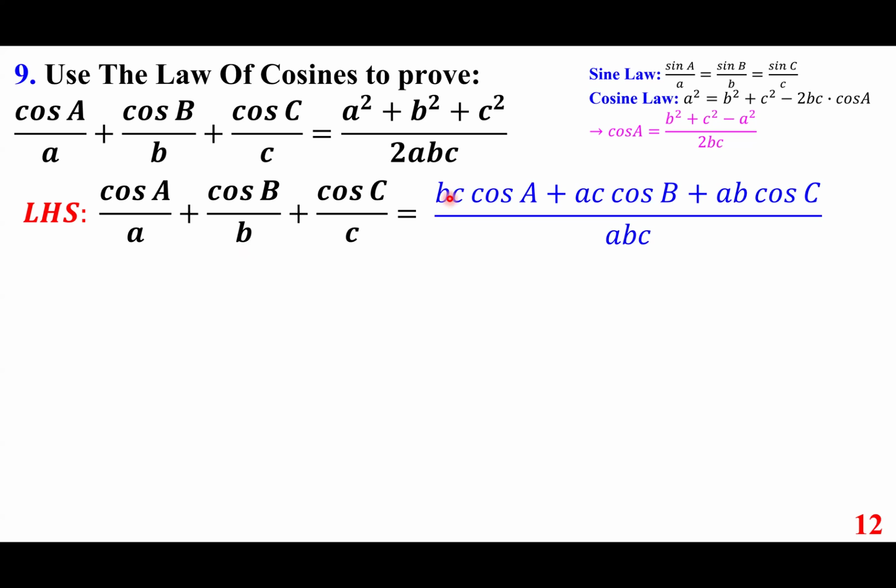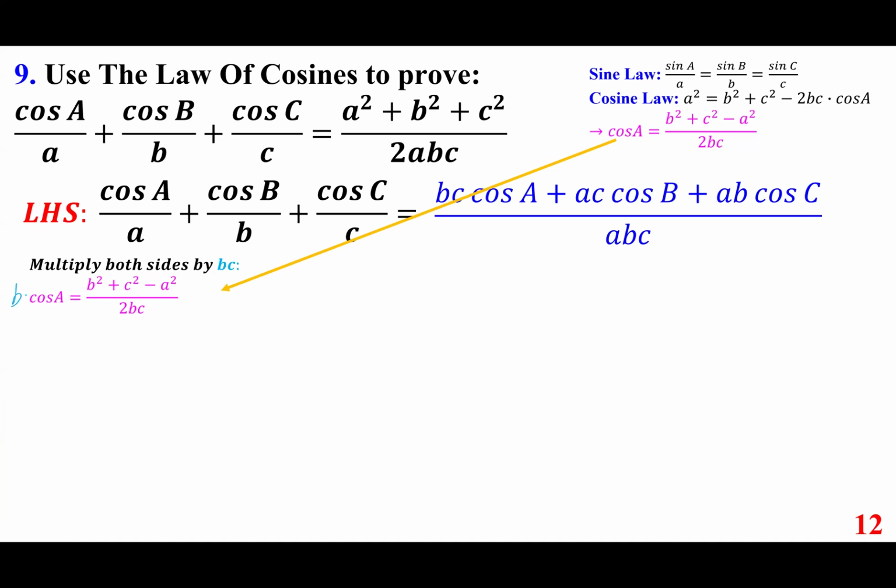Now we look at this one, and we want to come up to this. Notice the denominator is almost there, so that's somewhat done. Now to get this, if we go back to this one, cosine of A is that. And because of the 2, which means we have a 1/2, let's multiply both sides by bc. So let's multiply both sides by bc. So if I multiply by bc, what happens?